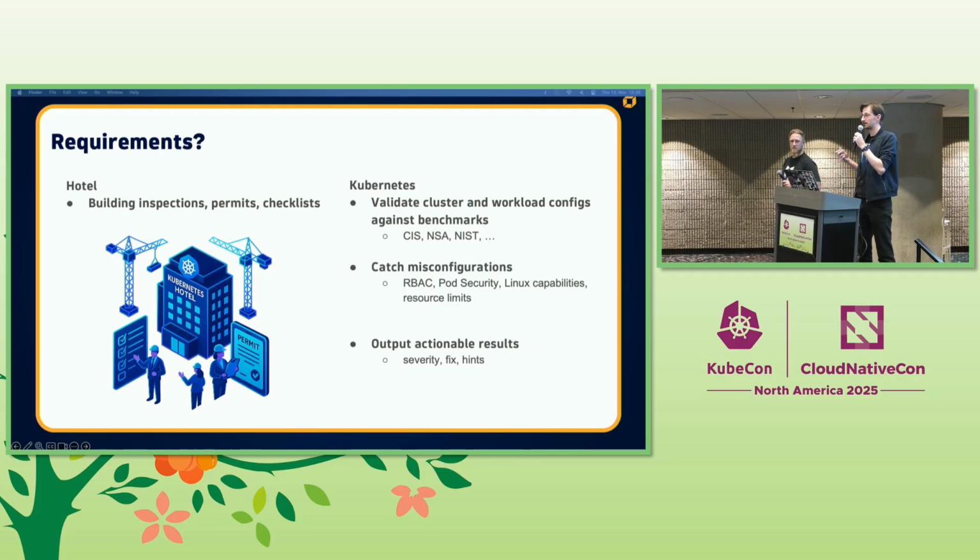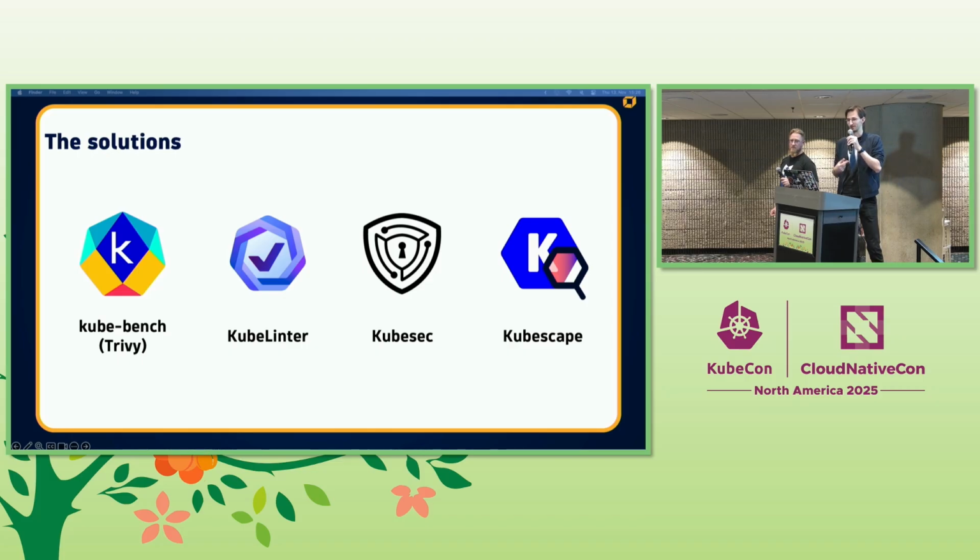And in Kubernetes, you're basically doing the same. You have certain benchmarks, like the CIS, NSA, NIST. There are a lot of them out there. And you also want to check for certain misconfigurations, like RBAC, certain Linux capabilities set. And then in the end, you want actionable results. So when there is a finding, you want to fix it, and in the best case, you have a hint on how to do that. And we have multiple solutions there. We heard one before. Going from left to right, we have KubeBench, which is also somewhat integrated in Trivy. Then we have KubeLinter, we have Kubesec, and then we have Kubescape.